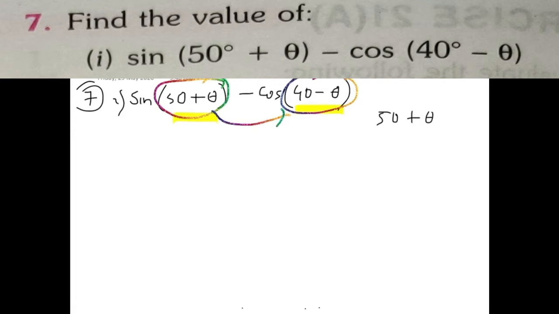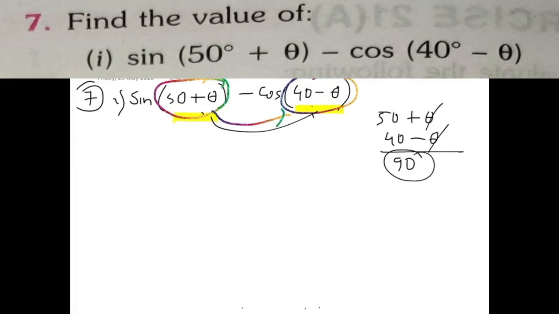50 plus theta is one angle, and 40 minus theta is another angle. If you add these two angles, you are going to get 90, because minus theta and plus theta get cancelled. So the addition of these two angles is also giving you 90. Again, I am repeating, these two angles are also complementary.